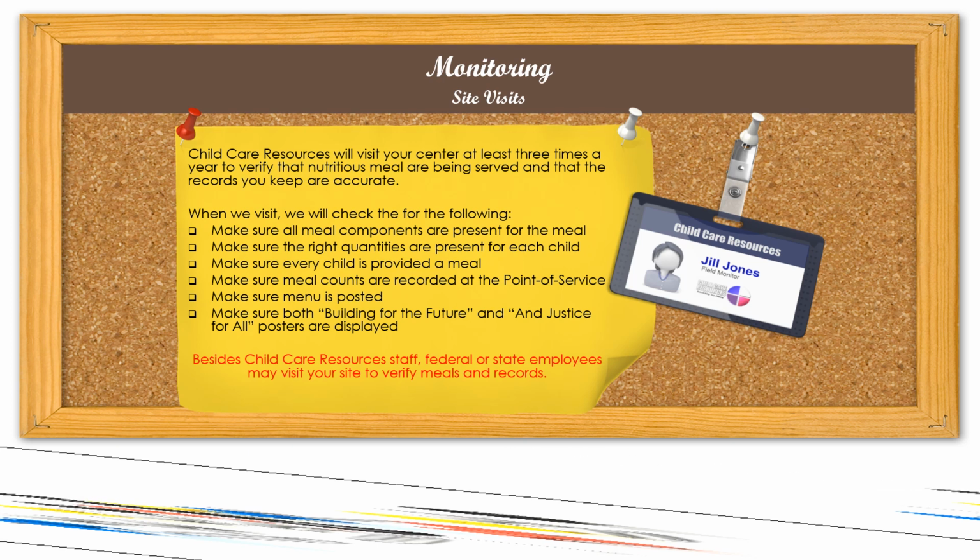We also want to make sure that meals are being recorded at the point of service. We'll look to see that your menu is posted and that your Building for the Future and Justice for All poster are displayed. However, you will receive a poster that will contain all of this information. Besides Child Care Resources staff, federal or state employees may visit your site to verify meals and records.